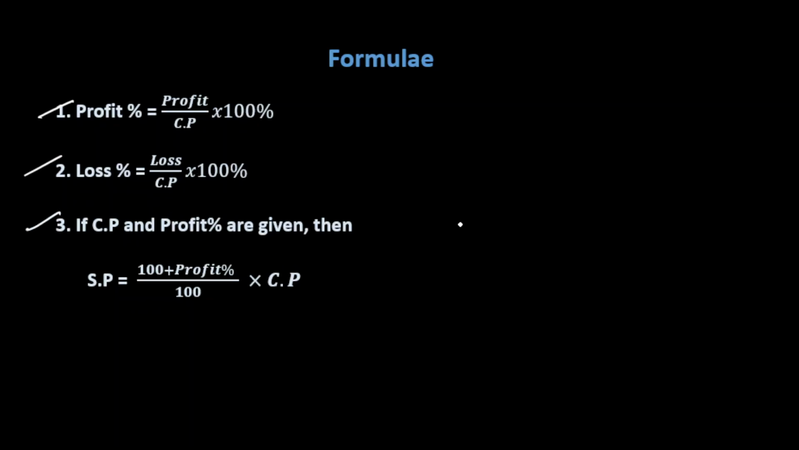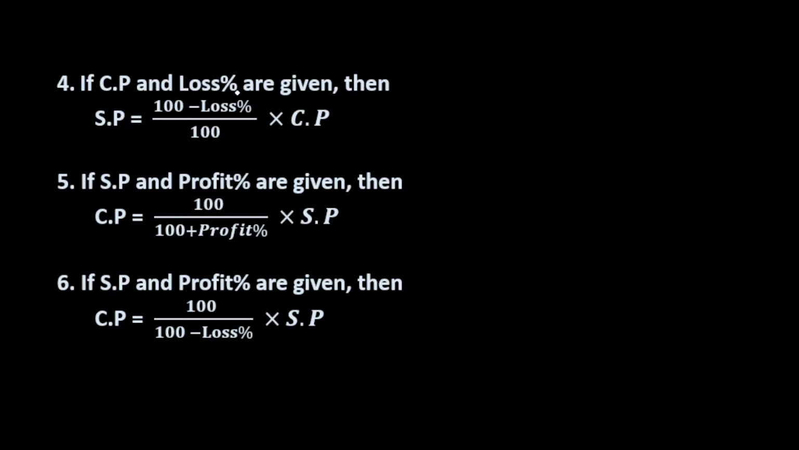Sometimes cost price and profit percent are given to us and we have to find selling price. We can use the formula (100 plus profit percent) divided by 100 into cost price. If cost price and loss percent are given, then we can find selling price using the formula (100 minus loss percent) divided by 100 into cost price. So in case of profit, we do plus profit percent in 100. In case of loss, we minus loss percent, and the formula's type is the same: by 100 into cost price.